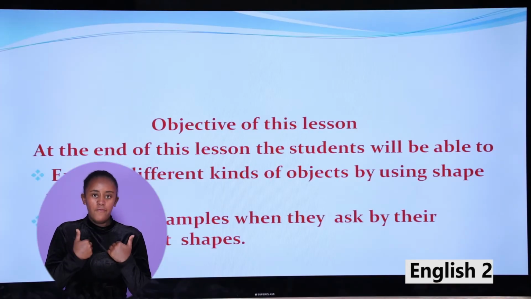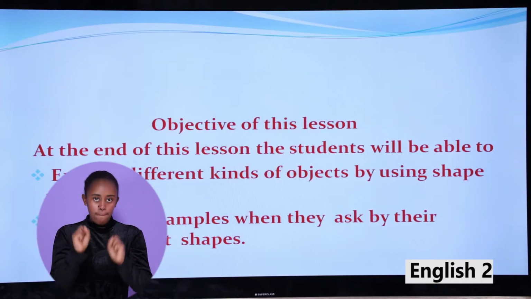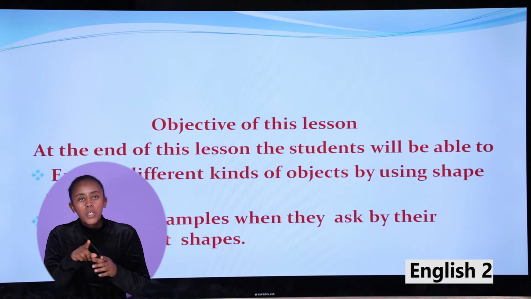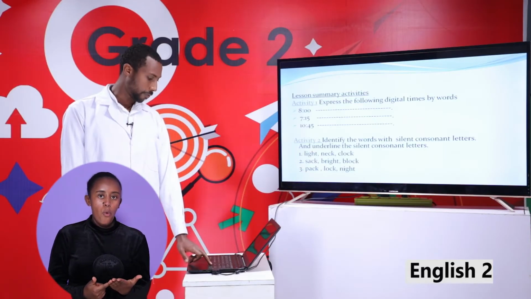And today we are going to see different kinds of lessons. Before I start today's lesson, let me tell you about the objectives. In this lesson, there are two objectives. The first objective is that by the end of this lesson, the student will be able to express different kinds of objects by using shape words. And the second objective is to give examples when their teacher asks about shapes. So, let us go to the first point.